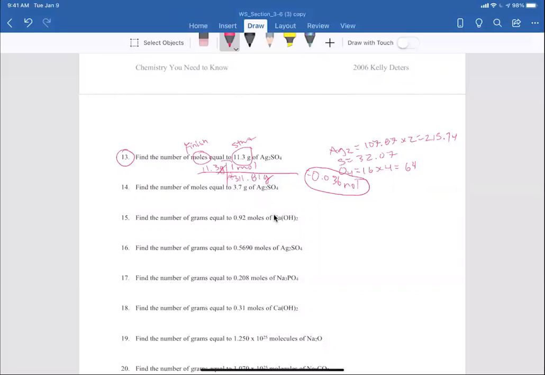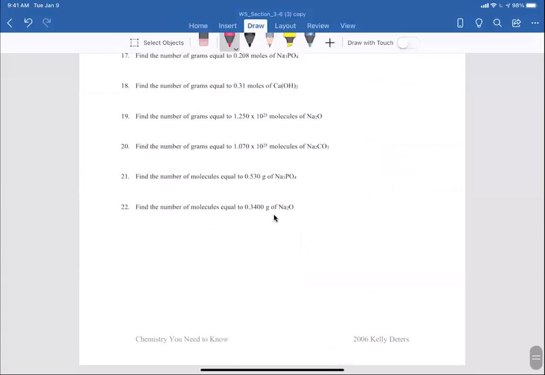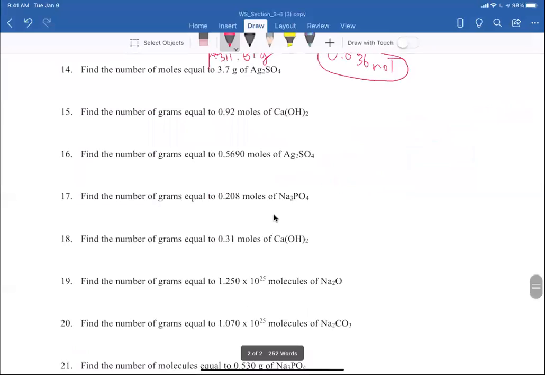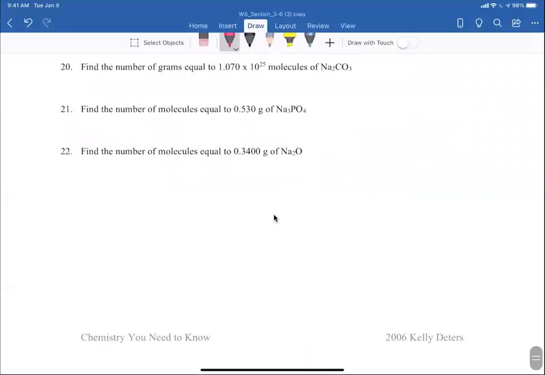All right, let's do one more together. Let's look at number 21. It says find the number of molecules equal to 0.530 grams of Na3PO4. So we are ending here. Remember, this is where we're ending. We are finishing, find the number of molecules, because that's what we want to find out. This is where we're starting.